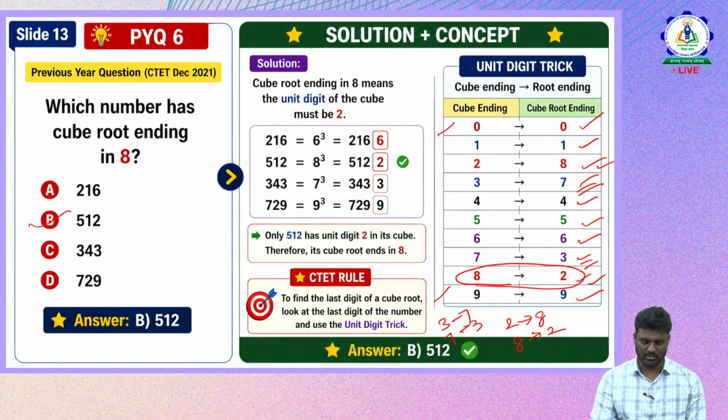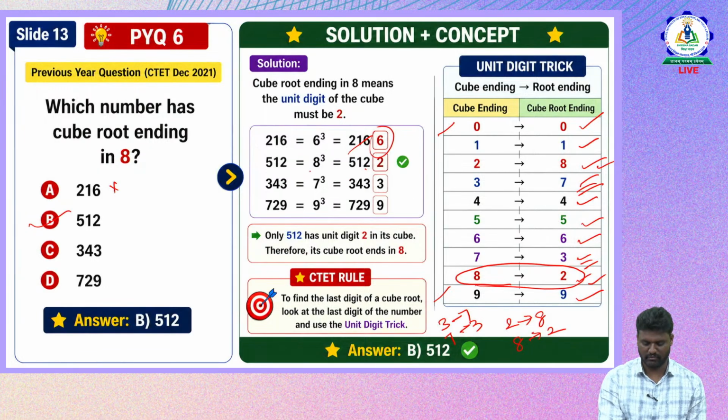But let us try to see whether it is correct or not. Cube root ending in 8 means the unit digit of the cube must end with 2. So if you see the first option A, 216, that can be written as 6 to the power of 3, which again ends with 6, so this is the wrong answer. Now 512, if you see, is 8 to the power of 3, and in the unit digit it is ending with 2.